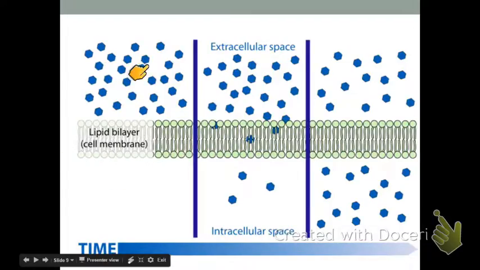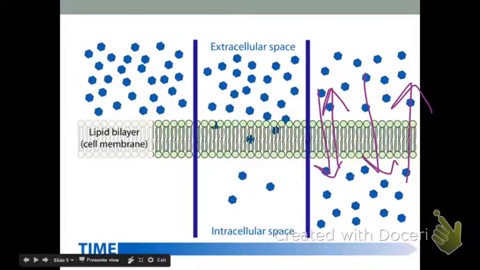Here's another great example of diffusion over time. We've got our lipid bilayer. Here we've got a higher concentration, and here we've got a lower concentration, so things will move into dynamic equilibrium. And this, again, would be even better if we were showing those molecules moving at equal rates on each side of that lipid membrane.